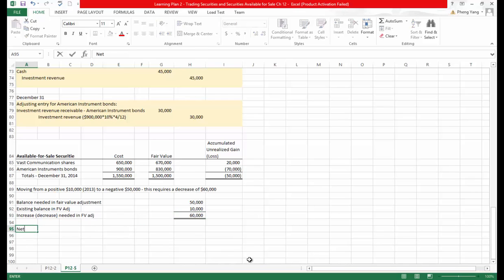So my entry would be a debit to net unrealized holding gains and losses, and this will be on the other comprehensive income section for 60,000. And then my fair value adjustment, which is calculated above, for the 60,000.